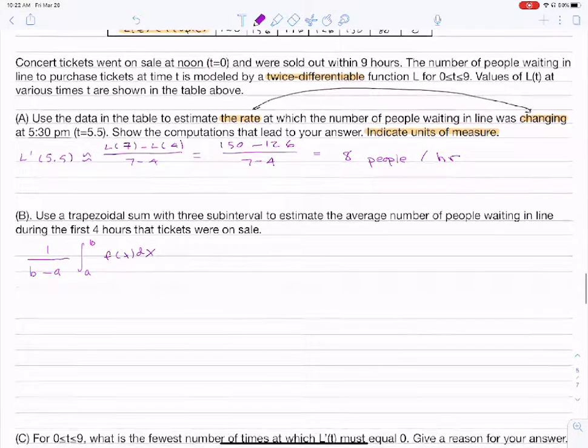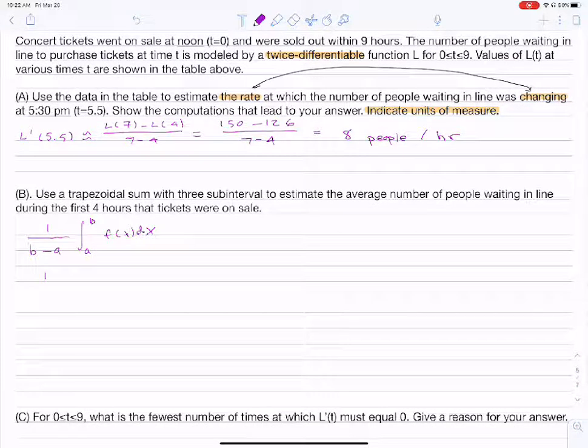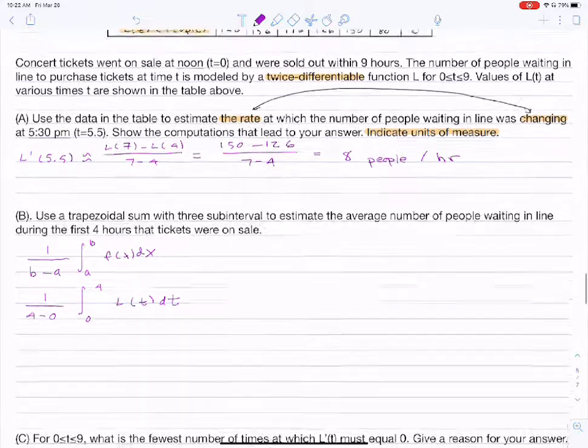So for this thing right here, let's go and fill out the average value theorem. We're looking for the average value over the first 4 hours. So in other words, we're looking from hours 0 to 4, and our integral is going to go from 0 to 4 of L of t dt, because they're asking for the average number of people over that period of time. Okay, so this is our setup. In regards to the setup, I'm going to pause just for a second, see if you have any questions. Okay, doesn't seem to be any questions, so let's set up our trapezoidal sum.